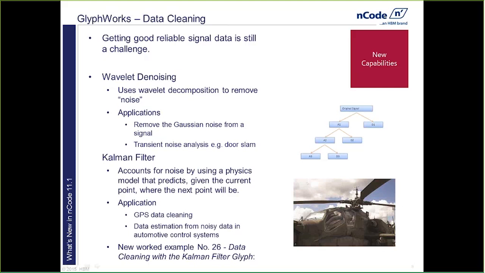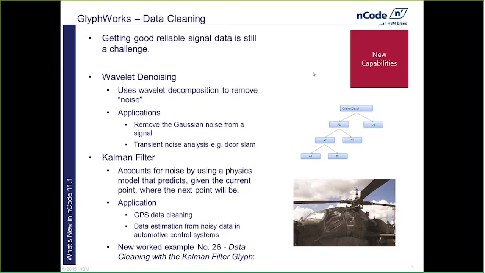The second new glyph is the Kalman filter glyph. So basically this takes account of noise in a signal by combining the noisy measured data with a physics model of the process that data is measuring. The simplest thing to explain, for example, is like a GPS trace where you're measuring latitude and longitude. And from the physics model, you can define what is possible for a vehicle, knowing its current speed and direction, where it's likely to be next in the next point in time.